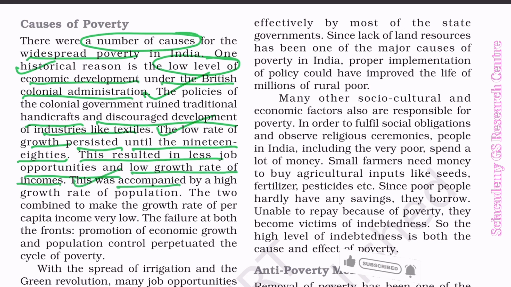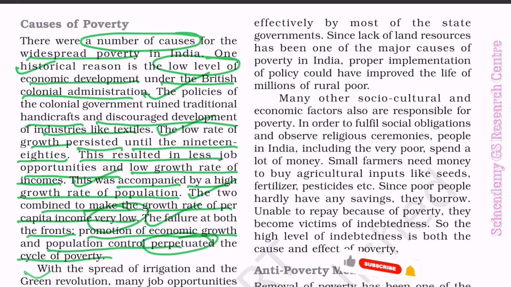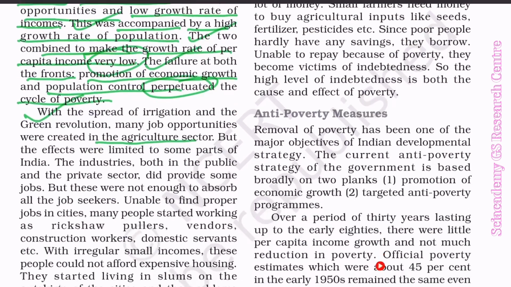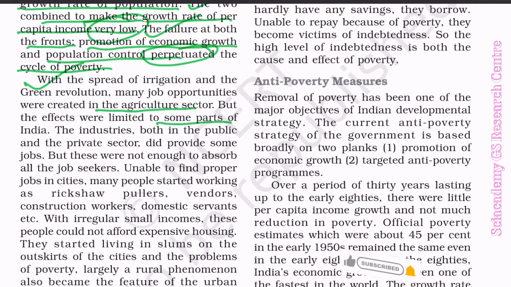This was accompanied by a high growth rate of population. The two combined to make the growth rate of per capita income very low. The failure at both the fronts, promotion of economic growth and population control, perpetuated the cycle of poverty. With the spread of irrigation and the Green Revolution, many job opportunities were created in the agriculture sector, but the effects were limited to some parts of India.